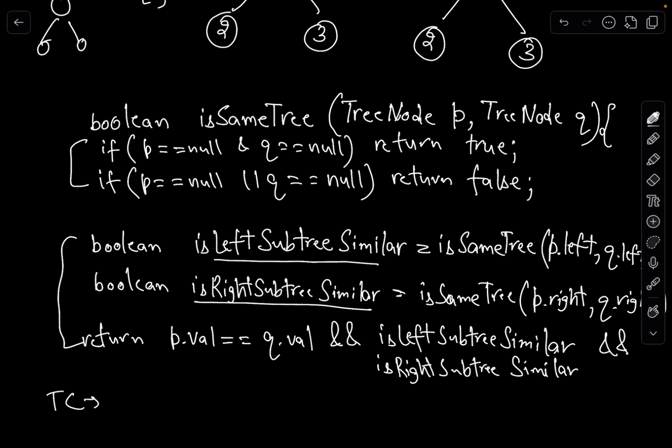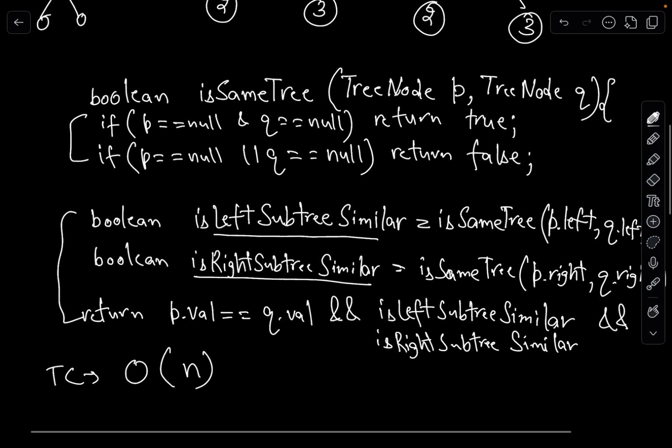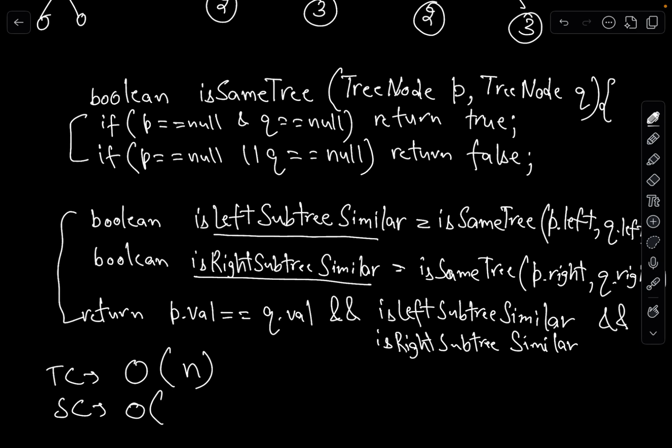If you notice, what should be the time complexity of this particular solution? I'm just traversing each node once, and let's say there are total n nodes. So the time complexity would be O of n, and the space complexity would be O of h, where h is the height of the tree, which comes into picture when we use stack to go deep inside the recursion. So this will be the space complexity.